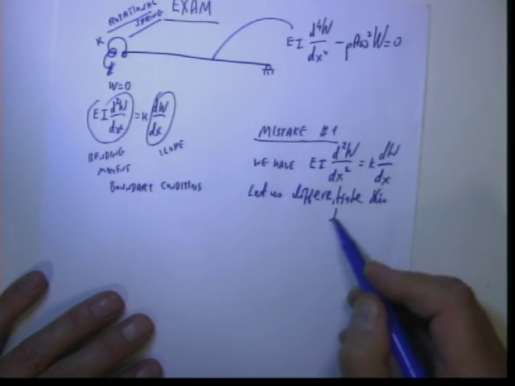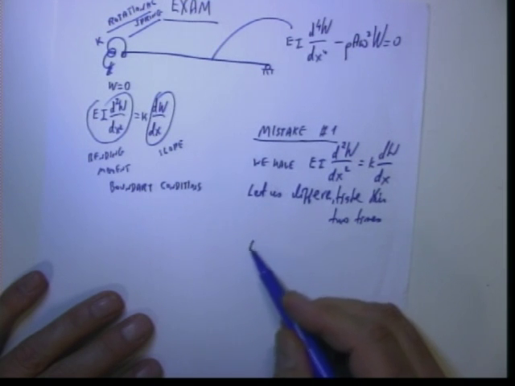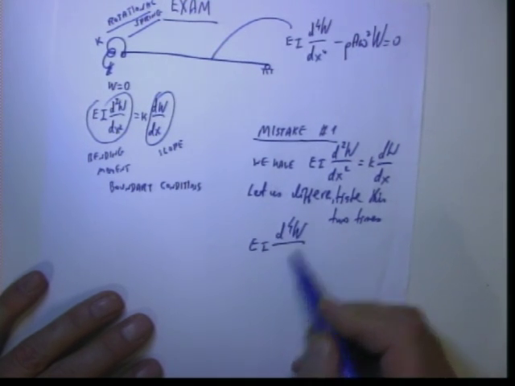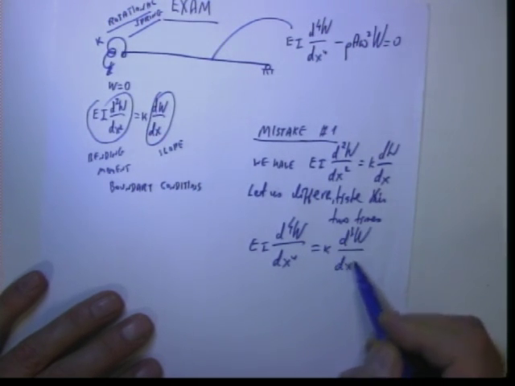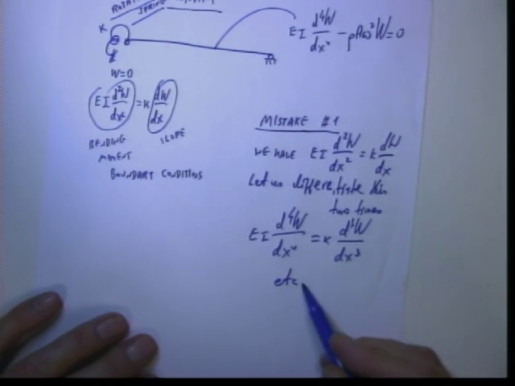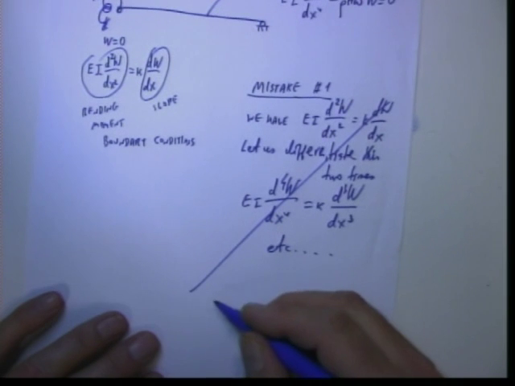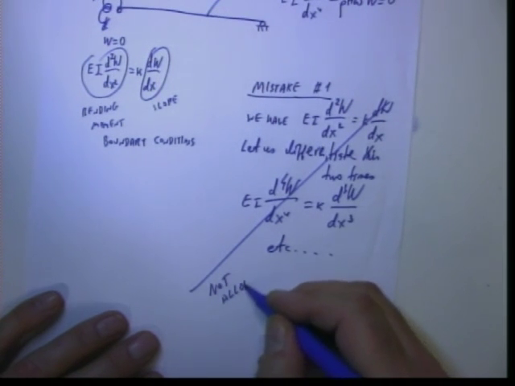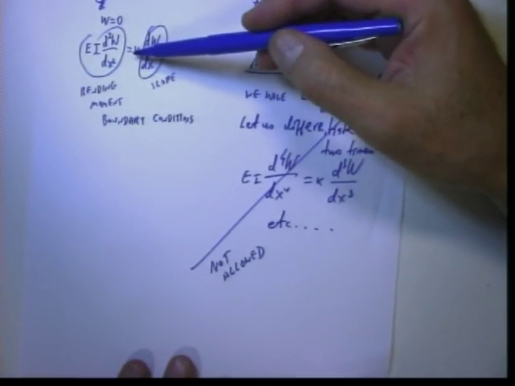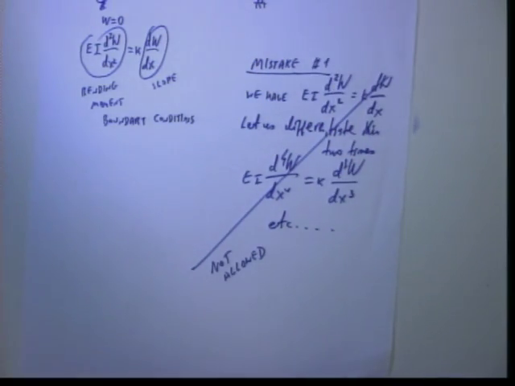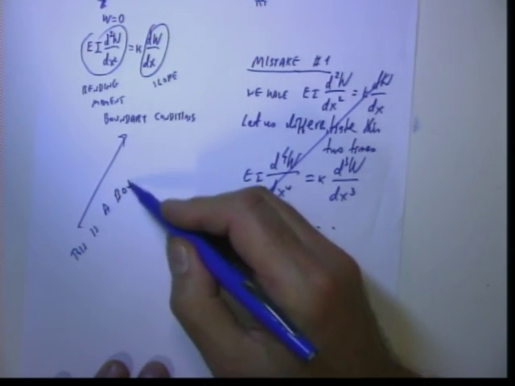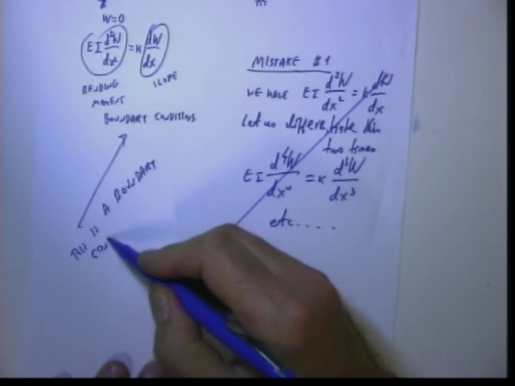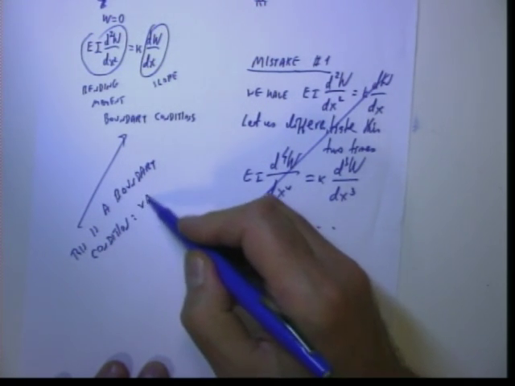These two, two times. Then we get EI fourth derivative of W with respect to x equals k d3W/dx cubed, etc. This is forbidden, not allowed. Why is this action not allowed? Because this condition is only at one point. This is a boundary condition, valid only at this point.